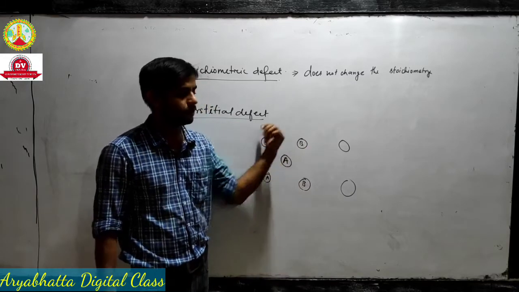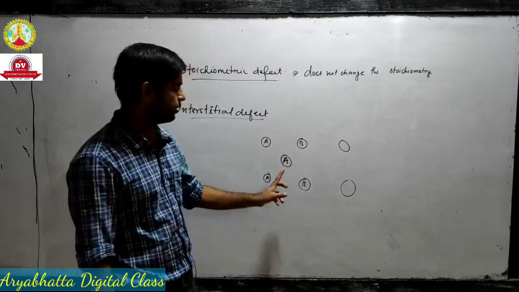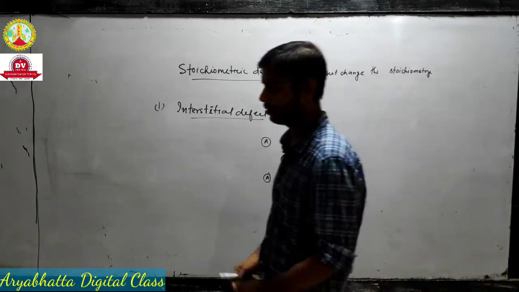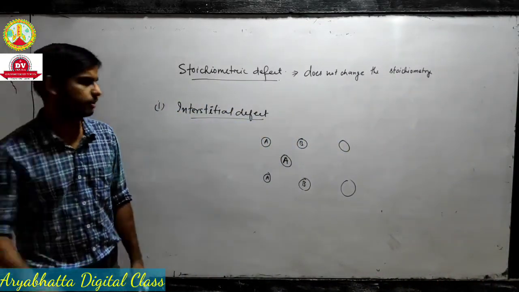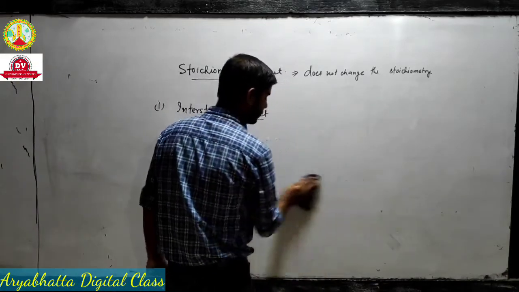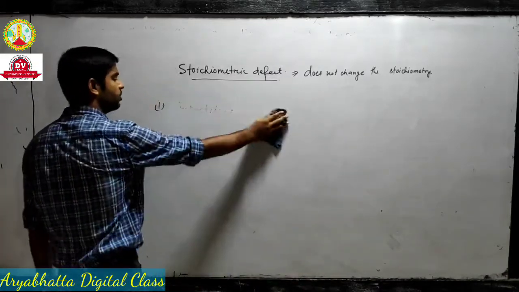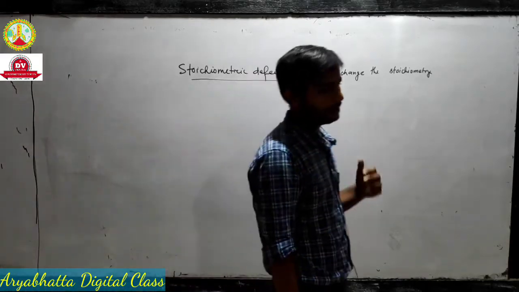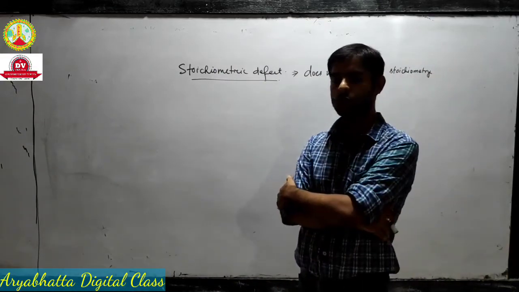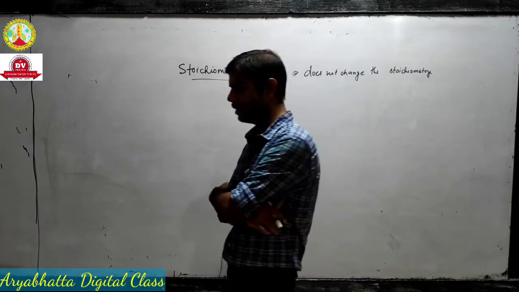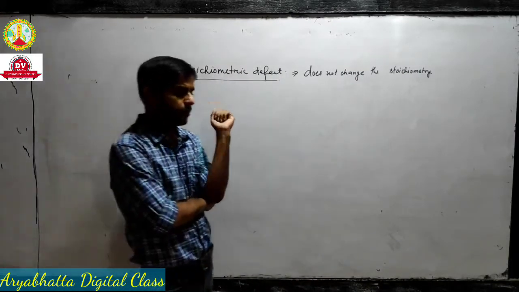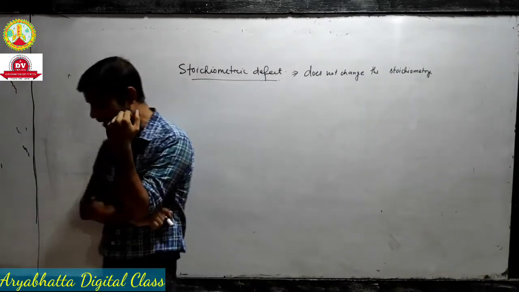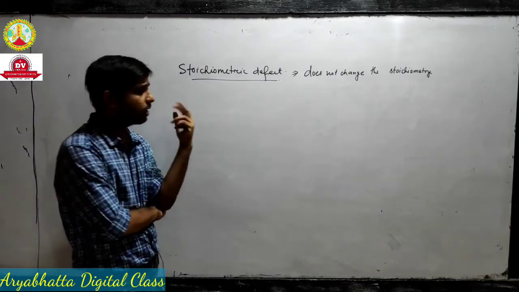Since an extra atom A is appearing, it will increase the density of the crystal or substance. So in vacancy defect the density decreases, and in interstitial defect the density increases. Now the vacancy and interstitial defects are generally shown by non-ionic compounds, generally molecular solids. Now what kind of defects are shown by ionic compounds? There are two types of defect.